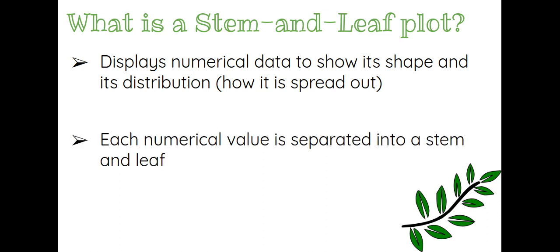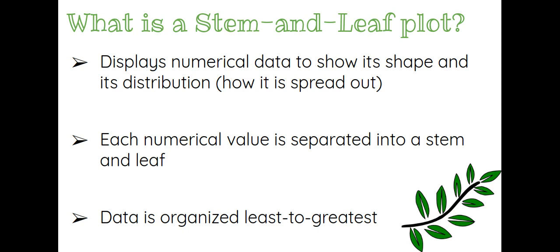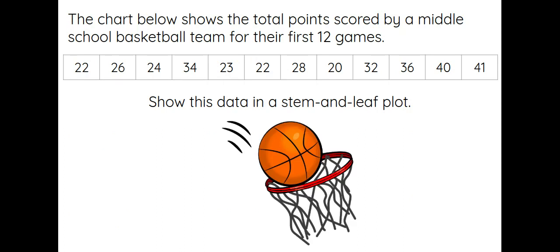Each numerical value, or really each number, is separated into a stem and a leaf. The data is organized least to greatest. So let's look at what that looks like, and we're going to look at the steps to create a stem and leaf plot by walking through an example. So here's an example. The chart below shows the total points scored by a middle school basketball team for their first 12 games. Show this data in a stem and leaf plot. So the 12 scores are 22, 26, 24, 34, 23, 22, 28, 20, 32, 36, 40, and 41.